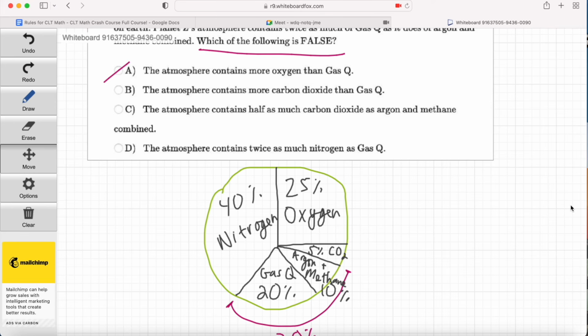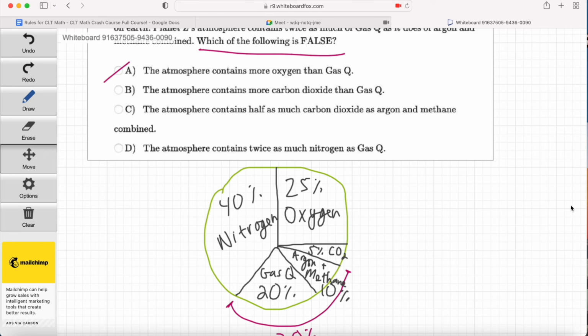Go to read answer choice B. The atmosphere contains more carbon dioxide than gas Q. Does the atmosphere contain more carbon dioxide than gas Q? Not even close. Gas Q's got 20%, carbon dioxide is 5%. B looks like it's false. So let's keep it. We're looking for the false one. I want to test the others, though, because we might be missing something.